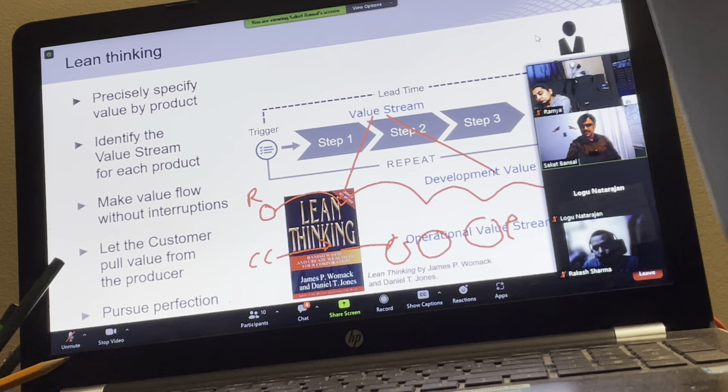So basically, SAFe is more focused on the development value stream, where SAFe has meetings, processes, and everything to facilitate and improve your development value stream. So we learned three things. Value stream is a generic term. We learned development value stream and operational value stream. And lean thinking is more focused on development value stream here. But yes, we can also apply lean thinking in a similar way in the operational value streams.